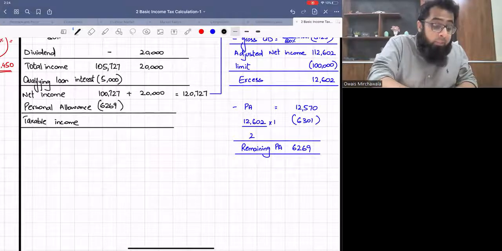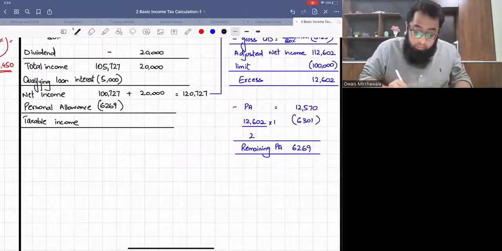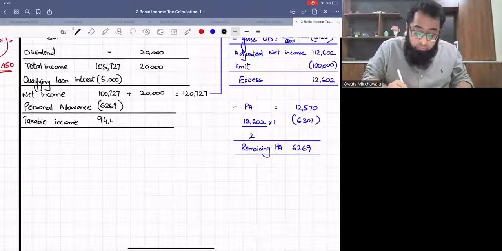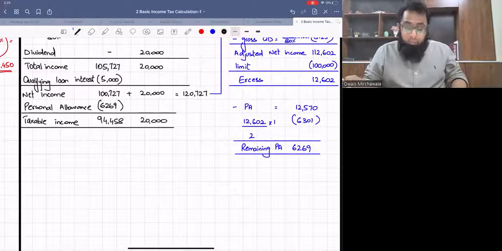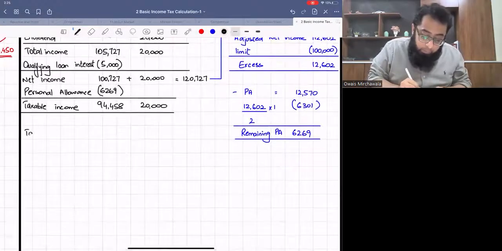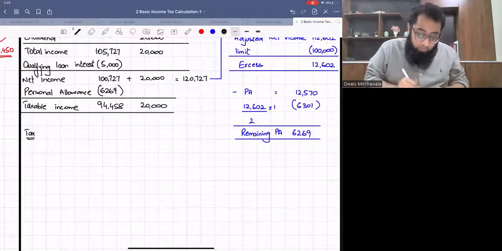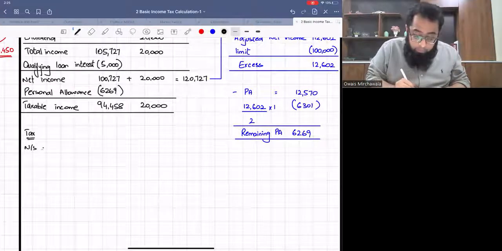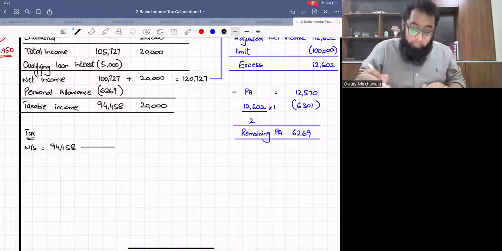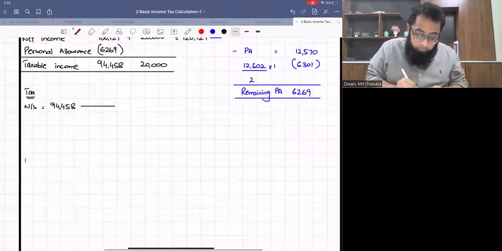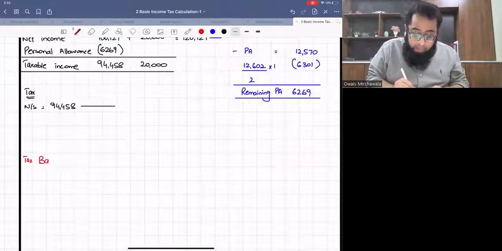100,727 minus 6269. So it's 94,458. And this is 20,000. Now the next step is to apply the tax on it. Non-saving income, 94,458. But obviously now we need to look at the basic rate band. So the tax band.